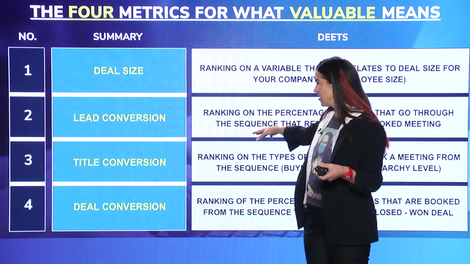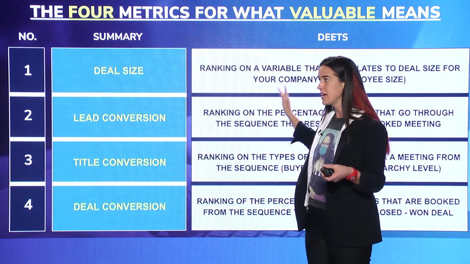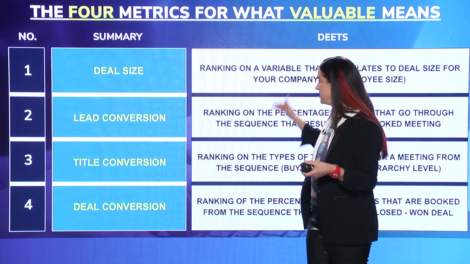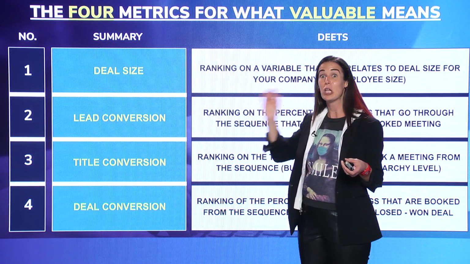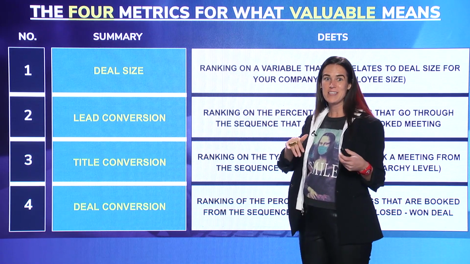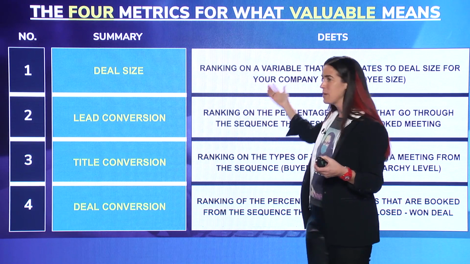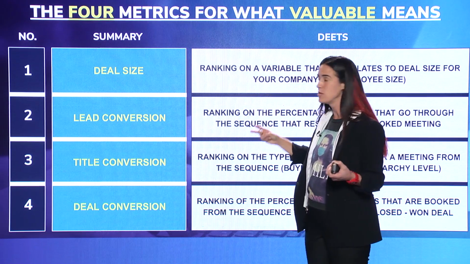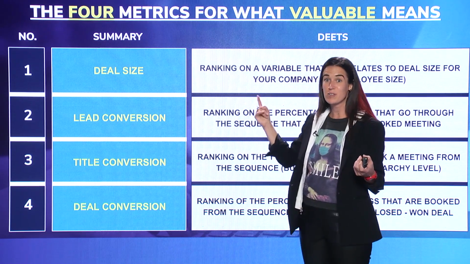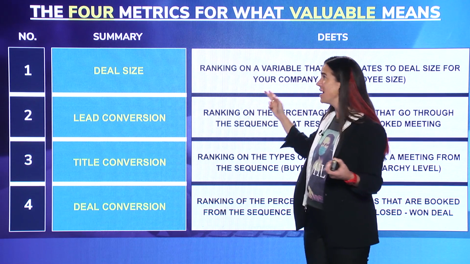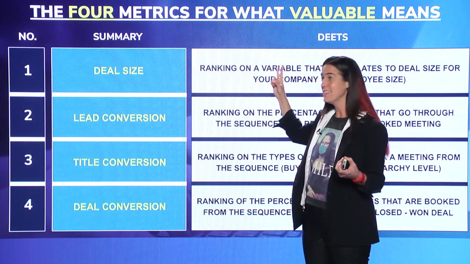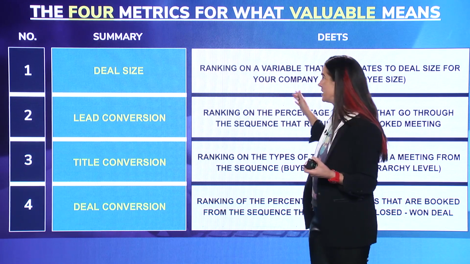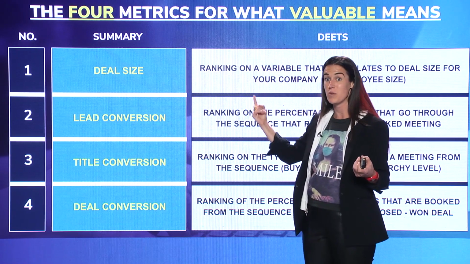In the 4th scenario, for deal conversion, we want to understand whether there is a high percentage volume of deals closing out of this sequence. So let's say for one sequence, you have 10 meetings being booked, and the second sequence, you have 20 meetings being booked. However, in the first sequence, out of those 10, 9 were really big deals. And in the second sequence, you only had 8, even though there were 20 meetings set. So you would say, okay, on average, the first sequence is the one for me.